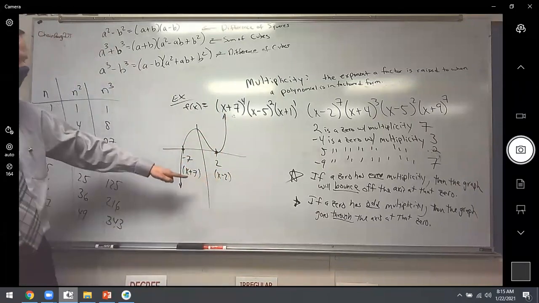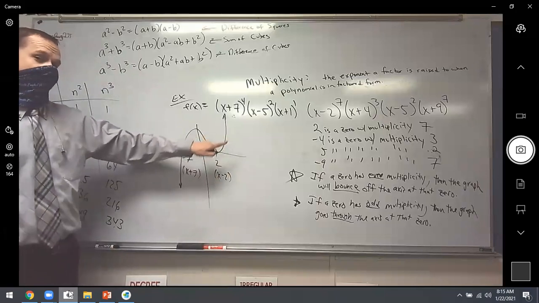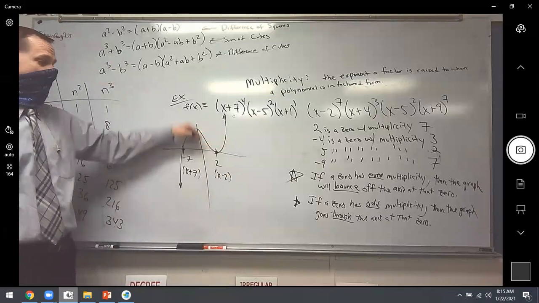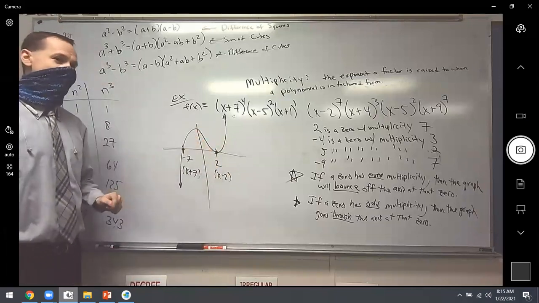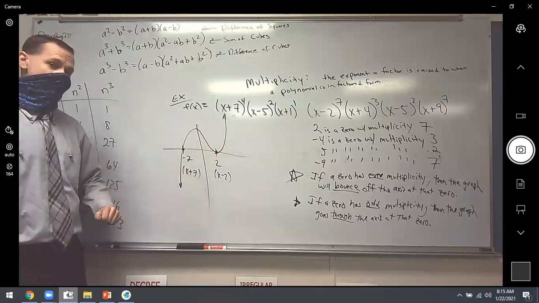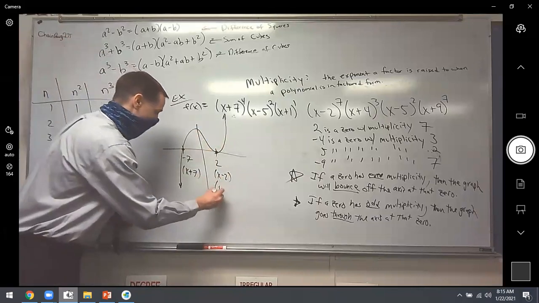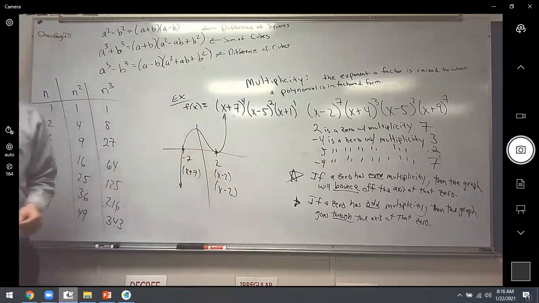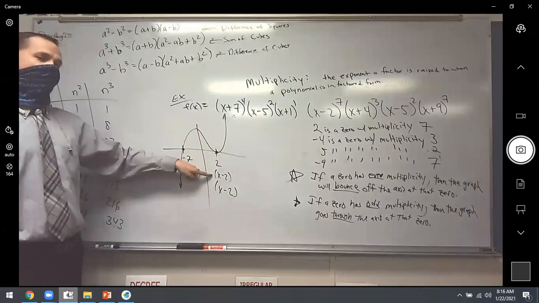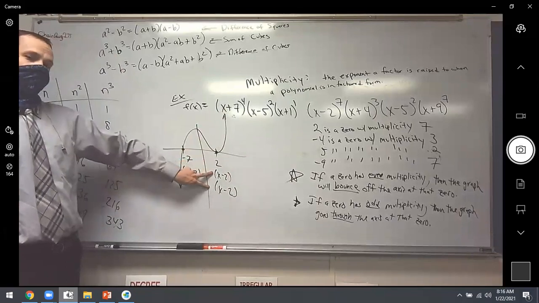But here's the gem, ready? This one bounces, doesn't it? That means it can't be there just once, because if it was just once, it would go through, right? That means it's there at least twice. So there's not just one x minus 2 buried inside that thing. There must be another x minus 2. So when things bounce, it's not just one factor, it's two of them.